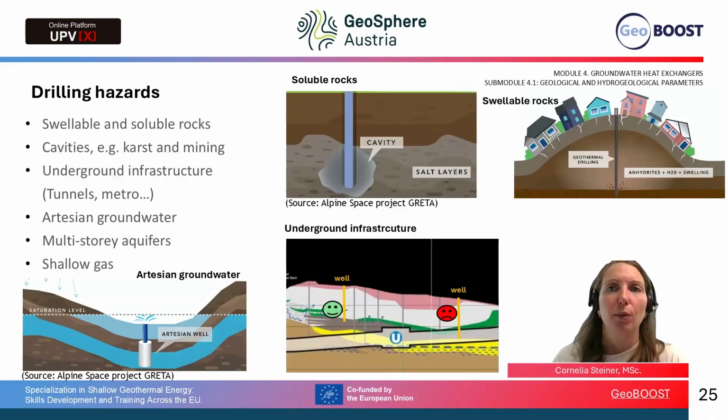With the right drilling equipment, damage, for example, because of uncontrollable water flow out of the well, can be avoided in these cases. If you're interested in more practical considerations for drillings, then please have a look into the other submodules 4.4 and 3.1. And now move on to the next submodule to learn more about the groundwater heat exchangers.